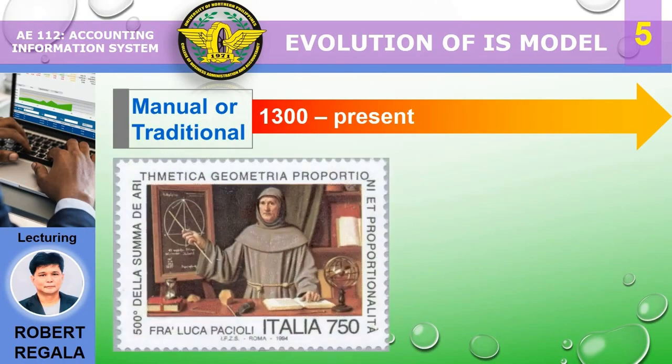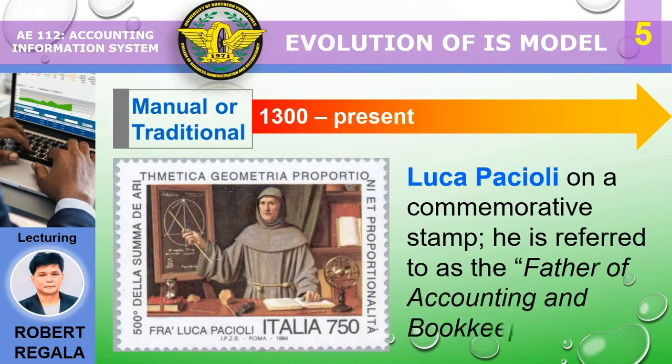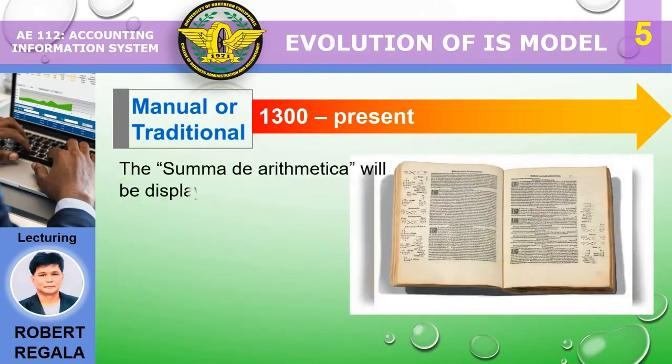Later, in 1494, an Italian mathematician and Franciscan friar, Luca Pacioli, whose portrait appears on the slide, described the double-entry system in his book, Summa de Arithmetica, Geometria, Proportioni et Proportionalita, or in short, Summa de Arithmetica, published in Venice in 1494. It was a textbook for use in the schools of northern Italy.